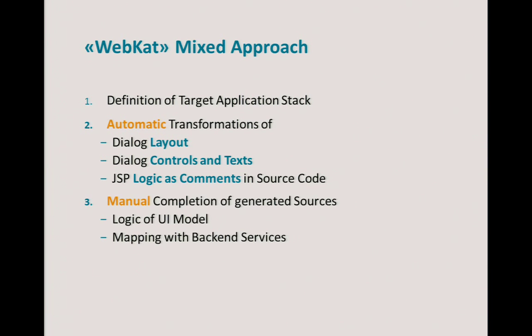And then the manual completion in that step was basically finishing the logic of the UI model and mapping the client with the backend services, because we were not allowed to touch the backend services. We had to use the exact same as they were. And then, as in every project, there were one or two cycles of regression testing and bug fixing before we went into production.